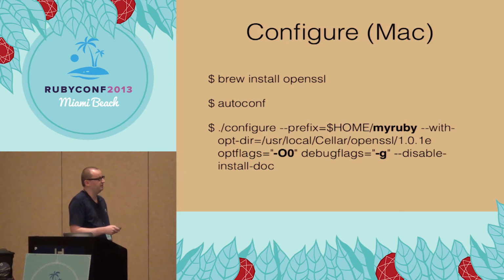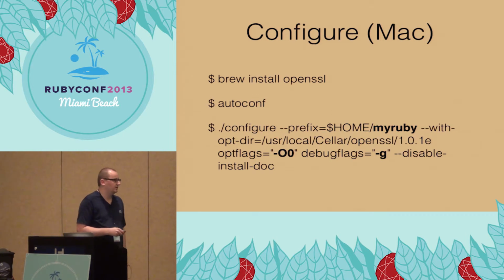For example, this prefix says that the Ruby you are building, you want to install in your home folder under MyRuby. You want to use this OpenSSL that comes from Brew, from the Brew cellar. And you want optimization flags set to 0. This is basically no optimization, because you want to set up a Ruby version that has no optimization, so it's easier to debug. Because if you set this to a higher level, the compiler will rearrange the code, and it makes debugging much harder.